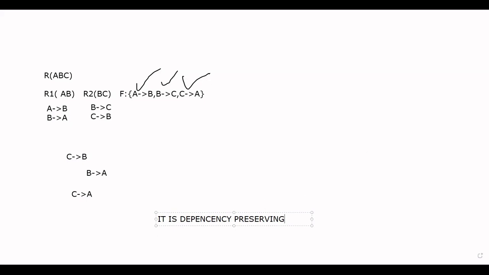See, one more thing, you have to take all the possibilities, okay? And you have to try to prove it. There is a chance you will get it. There is a lesser chance that it is not dependency preserving. So try to get it.